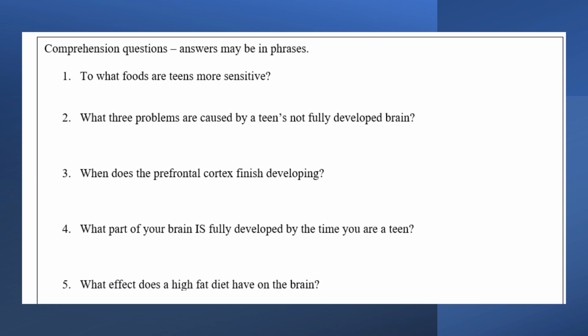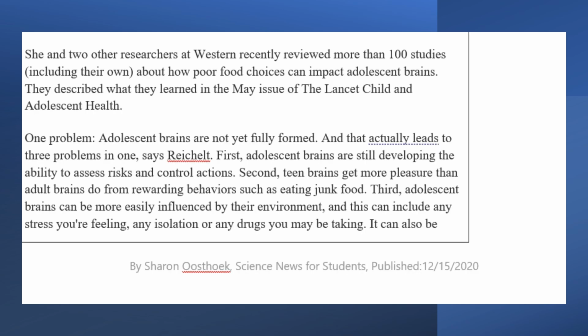Also, if you remember, down in our questions, we had one that said, what 3 problems are caused by a teen's not fully developed brain? If you come back up to the second paragraph, it says one problem is that adolescent brains are not yet fully formed. And that actually leads to 3 problems in one. So we're trying to find out what the 3 problems in one are.